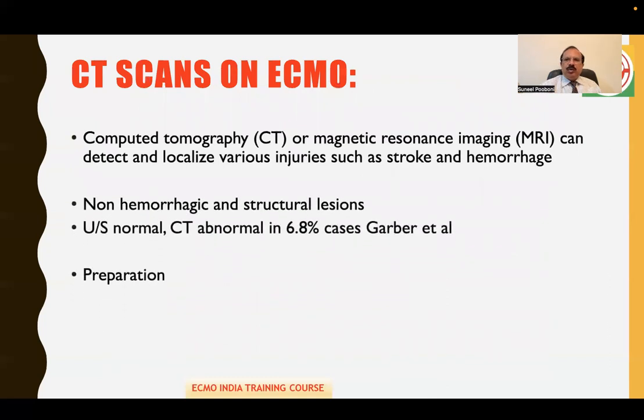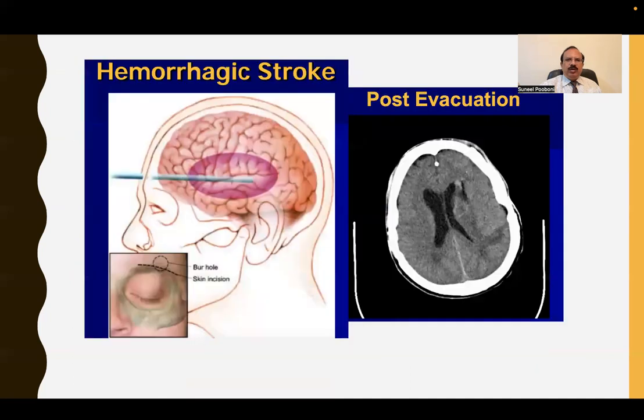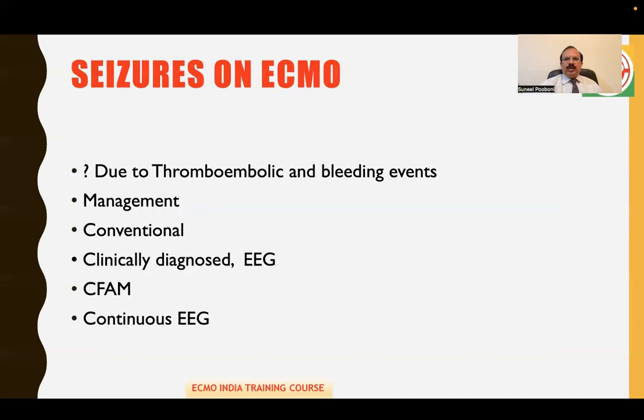CT scans and ECMO are very useful. During ECMO, and magnetic resonance imaging after decannulation, they can localize various injuries such as stroke and hemorrhage. Non-hemorrhagic and structural lesions can be noticed as well. Ultrasound has a very good correlation to CT scan findings, but it involves preparation, personnel planning, and execution. So here is a pictorial demonstration of how it looks when there is a hemorrhagic stroke or post evacuation.